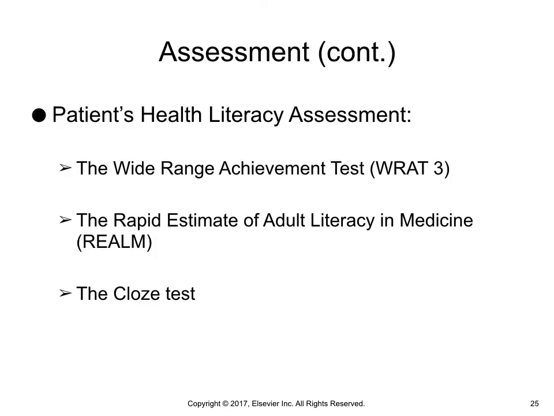To assess health literacy, ask patients to perform simple literacy skills. The Wide Range Achievement Test is a word recognition screening test that evaluates reading, spelling, and arithmetic skills for patients from 5 to 74 years of age. The Rapid Estimate of Adult Literacy in Medicine uses pronunciation of healthcare terms to determine a patient's ability to read medical vocabulary. The Cloze Test, used to assess comprehension of health education materials, asks patients to fill in the blanks that are in a written paragraph.